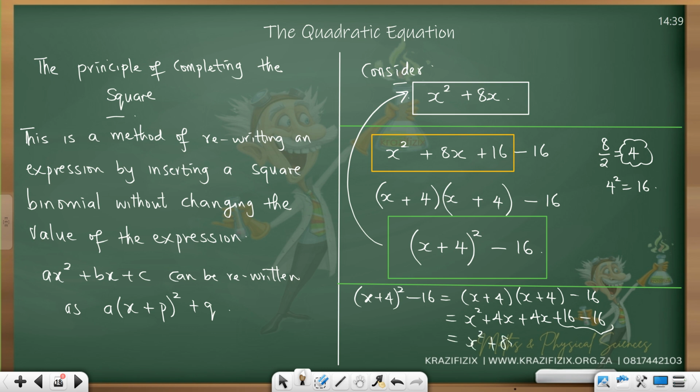x squared plus 8x. This is called completing the square. Beautiful maths. David, beautiful. So my x squared plus 8x is actually the same as x plus 4 squared minus 16.